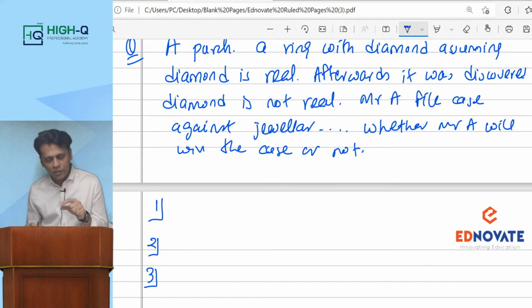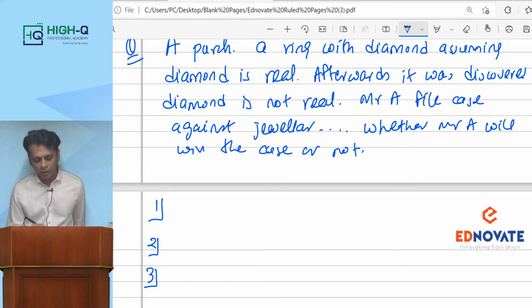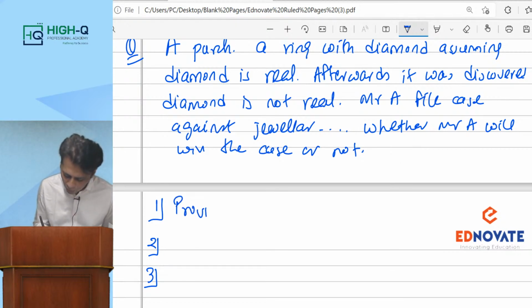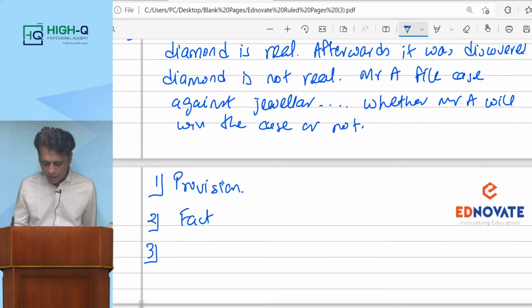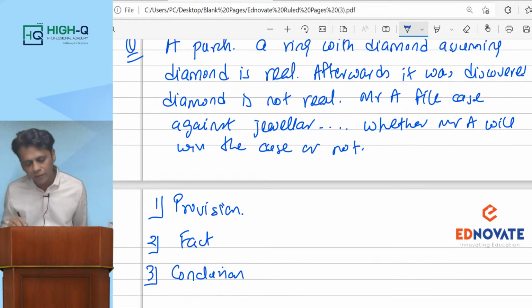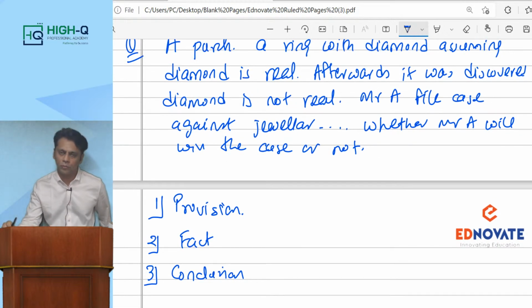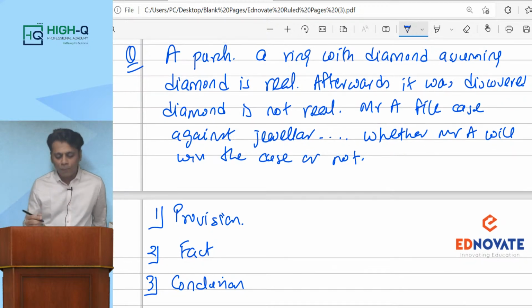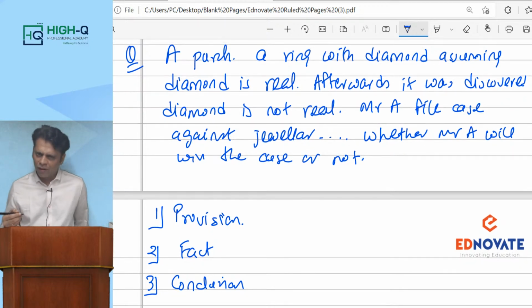First, provision. Second, connection with the facts. And third is conclusion. So first, provision. Second, connection of the facts. And third is conclusion. If you write in this way, you will definitely get good marks. So, this is about how to approach a practical question.